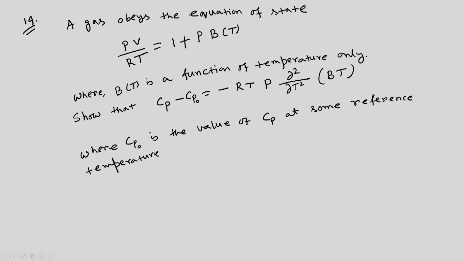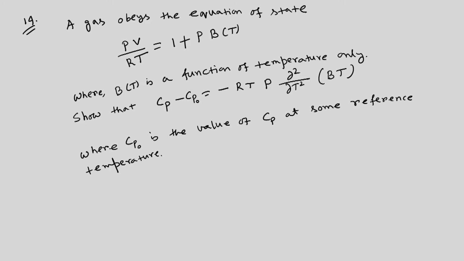So, problem number 14: a gas obeys the equation of state PV by RT equals 1 plus P times B of T, where B of T is a function of temperature only. So that Cp minus Cp naught equals minus RT times P del 2 by del T2 of B(T), where Cp naught is the value of Cp at some reference temperature. Now, the solution.